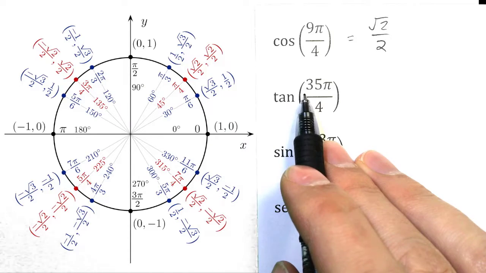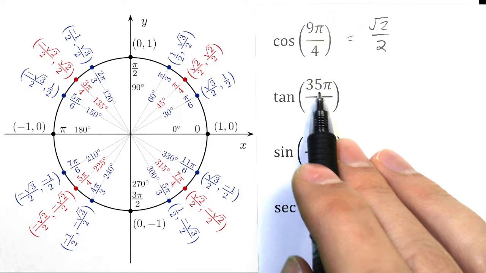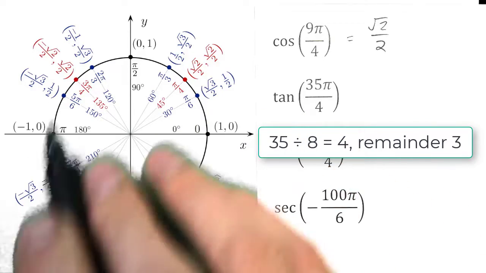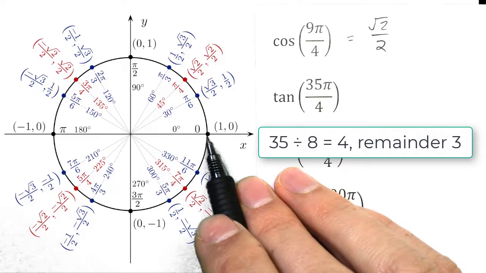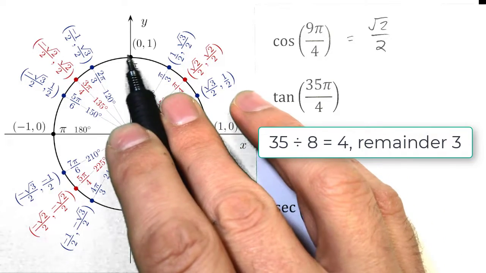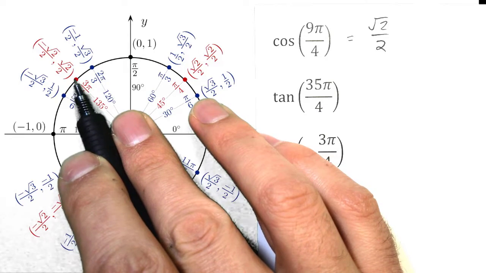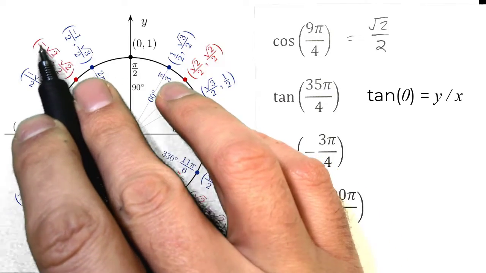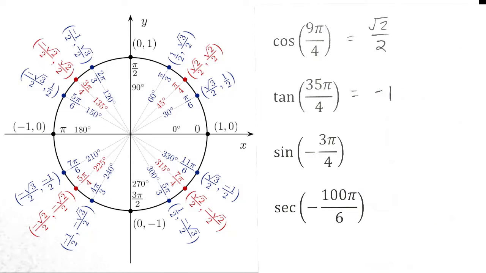So how many times does 8 go into 35? Well, 8 times 4 is 32. And what's the remainder? The remainder is 3. So I know that after going around the circle some whole number of times, there'll be 3 pi over 4 radians remaining. 1, 2, 3. That's going to correspond to this angle right here. Tangent is the y-coordinate divided by the x-coordinate, and that we see is equal to -1.